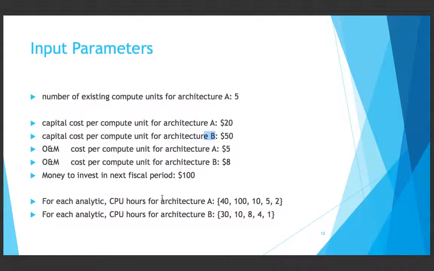Now, what I know about architecture A is that in that 5 compute units, I was running this workload, where the first application took 40 CPU hours, the second application used 100 CPU hours, and so forth for 5 different applications. I've gone and investigated that on architecture B, I get a speed up. It's more expensive, and the benefit is it's faster. So it's only taking 30 CPU hours for the first application, and the second application is 10 times faster than what it is on A. So that's a big benefit. And similarly, all the other applications are faster.